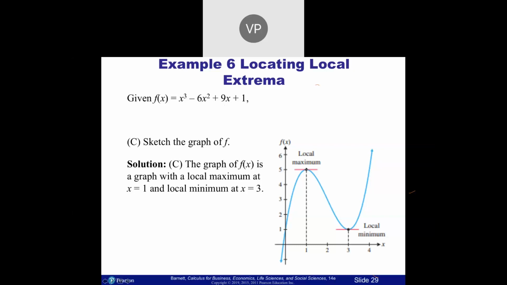(1, 5), and we already said it's a local maximum. Then plug in 3 here. It's going to take a couple more steps, but when you plug in 3, it looks like we get a positive 1. So (3, 1) is a local minimum. And notice it has nothing to do with the y value. It has to do with the fact that our graph is increasing, and then it hits this, decreasing and increasing, and then all we have to do is fill in these blanks.